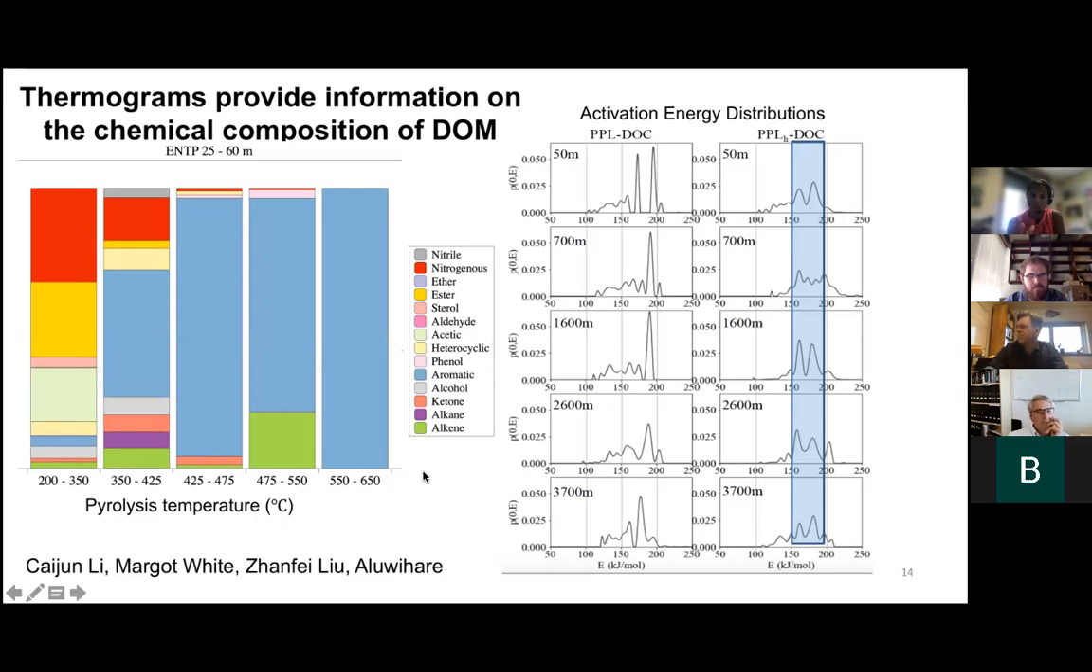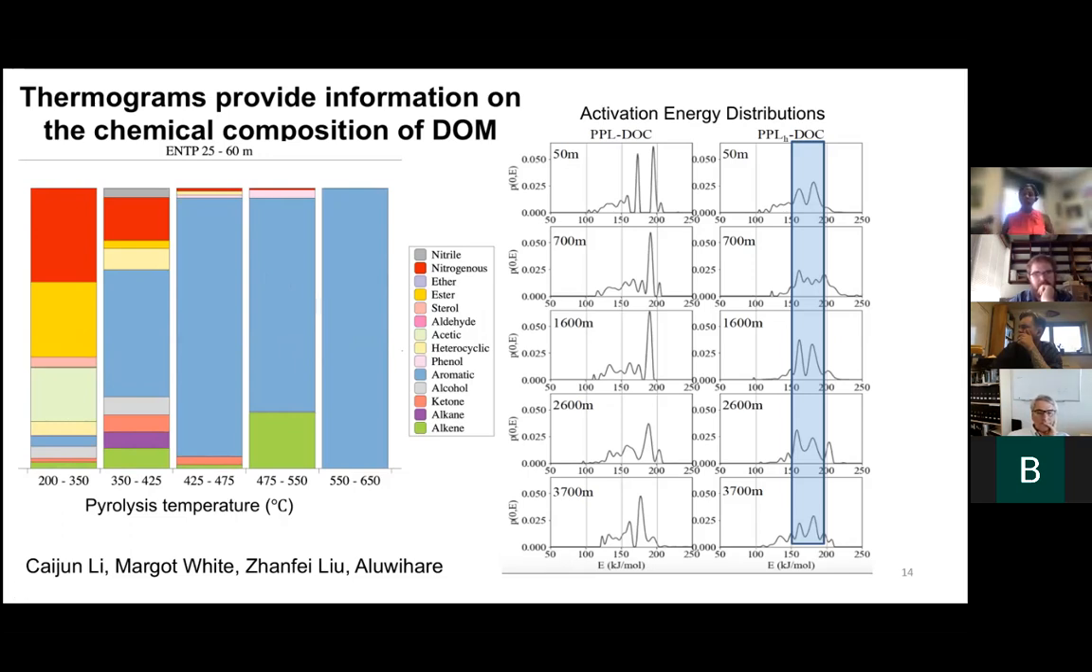compositional differences, right? But it's also important to keep in mind that thermal degradation is a real thing. And so what you're seeing here at these very high temperatures, which are just dominated by aromatic compounds, is very likely a result of the actual temperature ramp. So it's not making new carbon, but it's making new kinds of carbon because of the pyrolysis method.